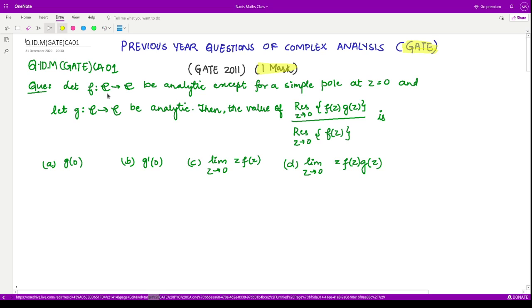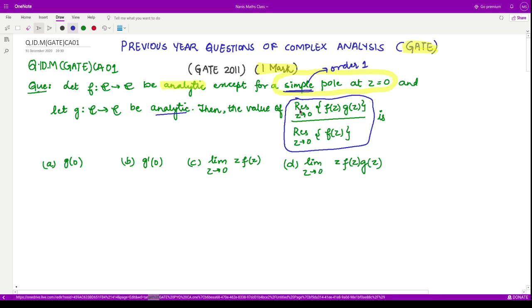So the question is, if f is the given function from C to C and it is given to be analytic except for a simple pole at z is equal to 0. That means the pole has order 1. So simple pole means it has order 1, right? And another function g is given to be analytic over the whole complex plane. Then they are asking what is the value of this thing.